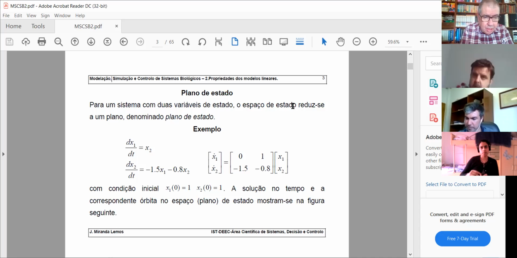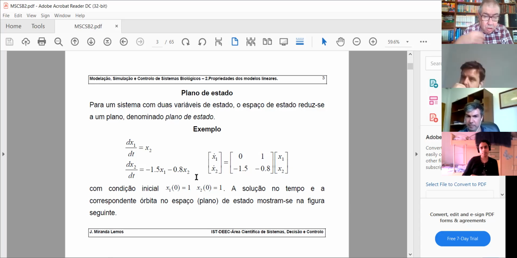So you can start with some initial condition, in this case, x1 equal to 1, x2 equal to 1. And I wrote the differential equation in two ways. On the right, you have the matrix form, and on the left, you have two separate linear equations. Going from one to the other, is this a problem to you? This is just multiplying a matrix by a vector. So first row by x1, x2 gives me x2. Then second row by x1, x2, minus 1.5 x1, minus 0.8 x2.